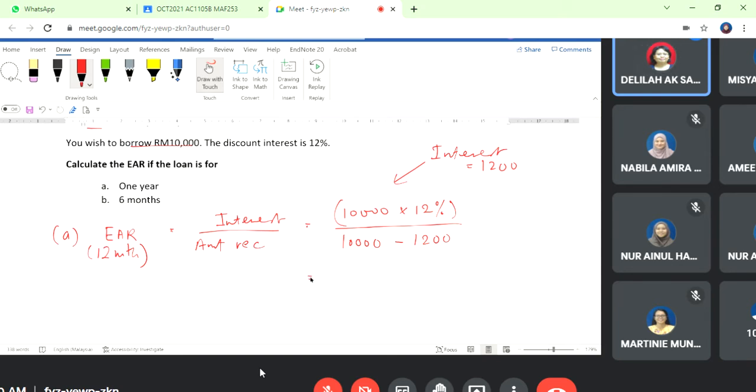Effective rates in this case, what do you get? Okay, make sure everything in percentage. Okay, 13.63%. Semua dapat sama ke? Sama. Yes, madam. Okay, good.